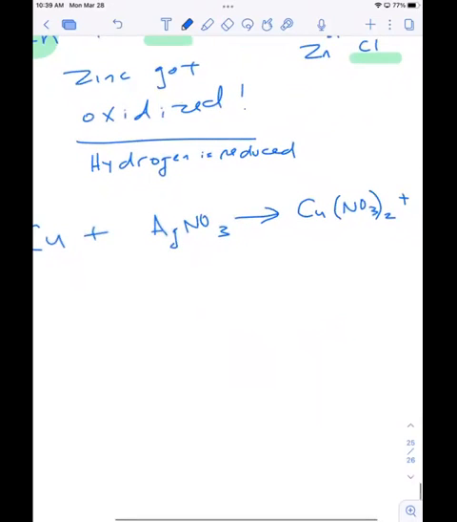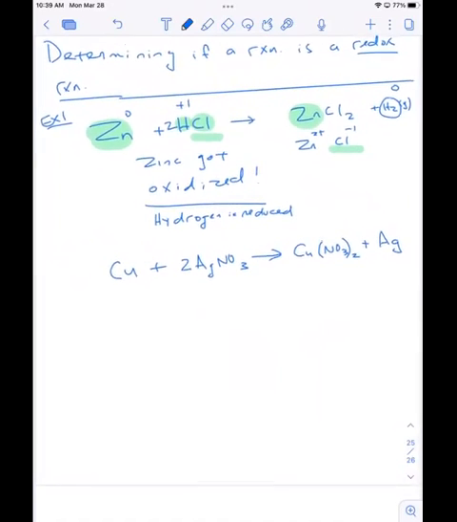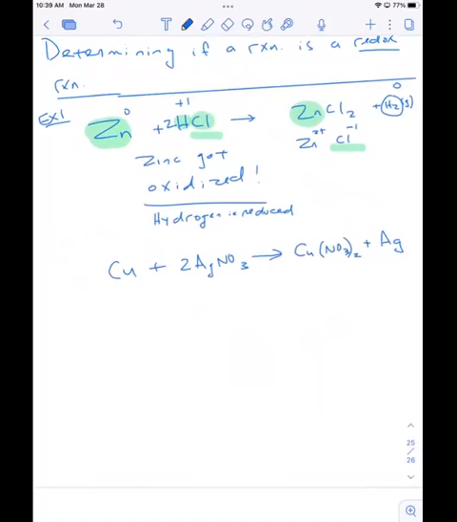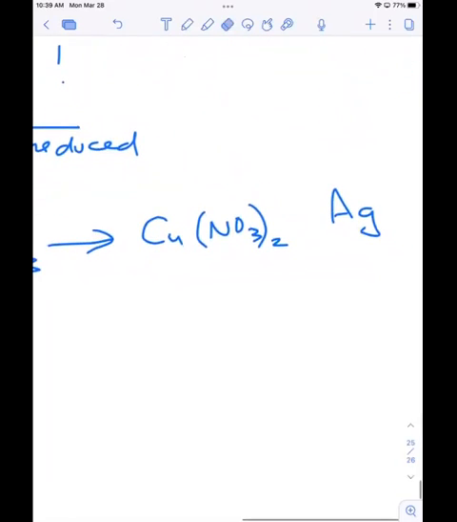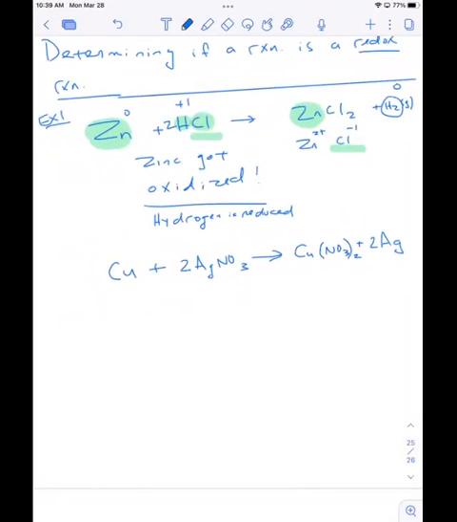What if I put a 2 here? Would that balance out the nitrates? Yes, but you have to put a 2 in front of the silver. Come on with it. That's what I was hoping for as the follow up to that. Excellent.